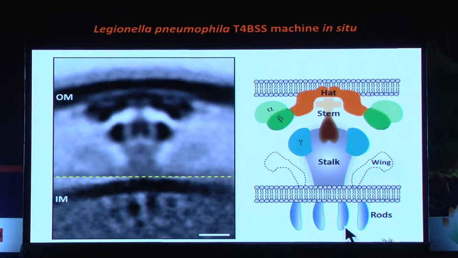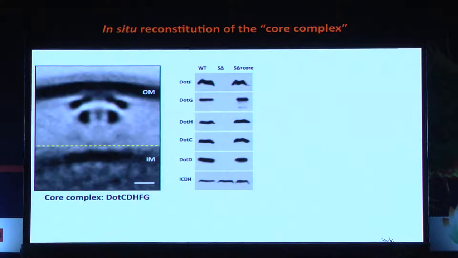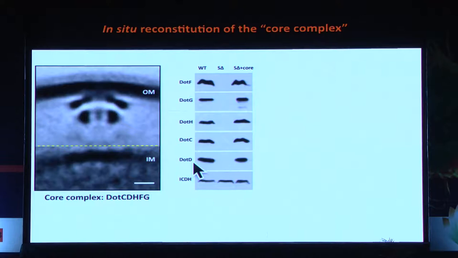So the wall structure is about 2 to 4 nanometers resolution. This is estimated by ResMap. And the best resolved part of the complex is here, which is probably the core part of the complex. And from previous biochemical experiments and fractionation studies, these five proteins, F, G, H, C, and D, were thought to be the core part of the complex. So what we did, we deleted everything else and then reconstituted just these five proteins inside Legionella cells. So basically, it is in situ reconstitution. And we did the same thing, collected tomograms, did the subtomogram average, and this actually assembles into a very robust complex.